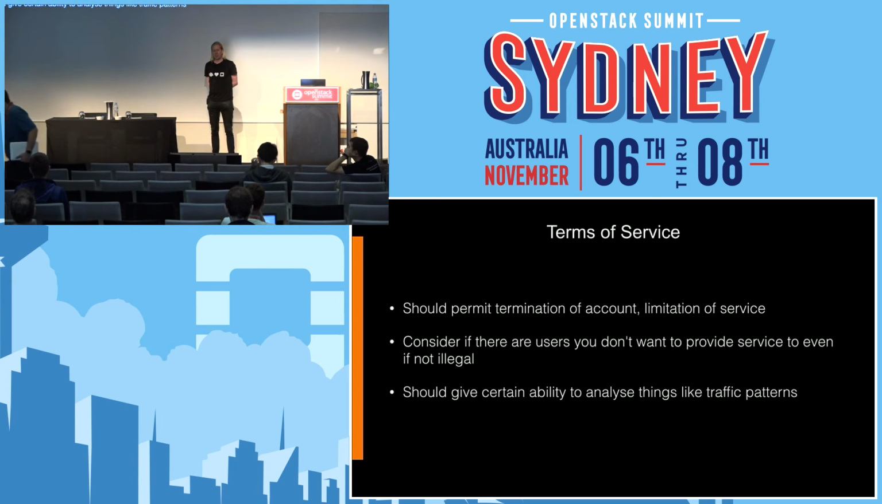You should also consider if there are users you don't want to provide service to, even if not illegal, as I said earlier. For example, spammers or whatever. There might be some users you don't want to provide service to, and that should also be stated in the terms of service. It should also give some ability to analyze things like traffic patterns and usage behaviors.